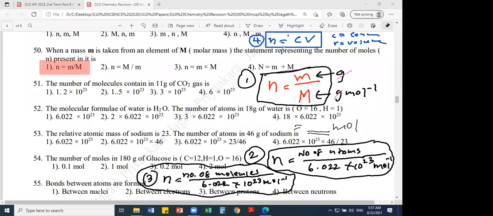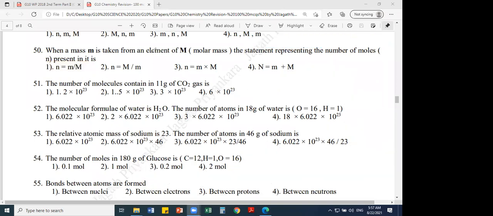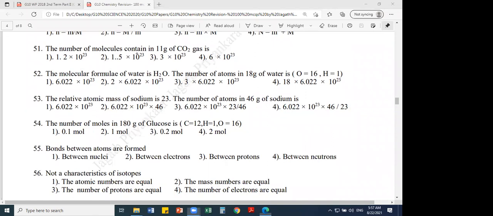Then question number 51, I'll erase this. Question number 51: number of molecules containing 11 grams. If they give grams, if they give mass and ask for the moles, then what is the equation? That first equation. Now you copy down four equations. Which equation should be used for this? Number of moles equals mass over molar mass. This equation, simple m divided by capital M. This is the equation you have to use.